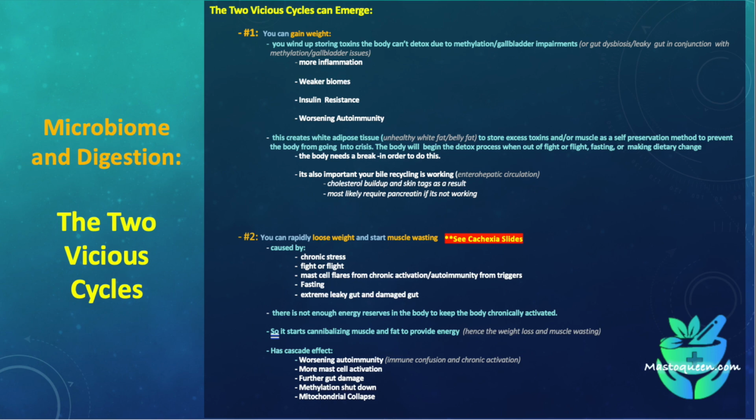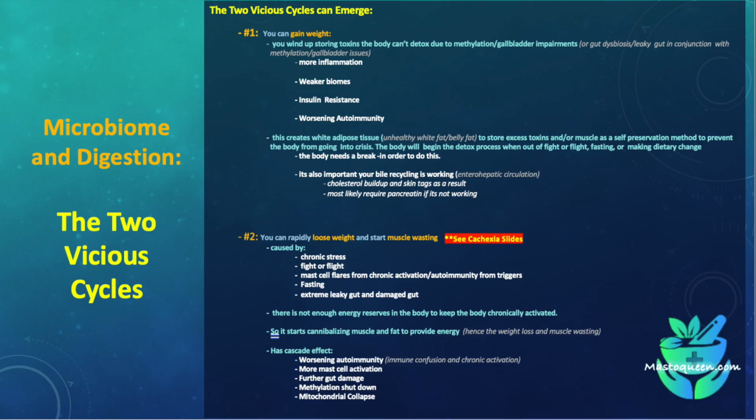When this happens, it's going to have an entire cascade effect. You're going to wind up with worsening autoimmunity because the immune confusion is going to grow due to chronic activation, more mast cell issues, more neurological issues if you don't already have them, and the possibility of your chronic illness turning into cancer. This can also cause further gut damage, further weakening the microbiome, damage to various systems in your body and organ damage, methylation shutdown, and most importantly, mitochondrial collapse. You do not want this, because this is a very bad place to be in.